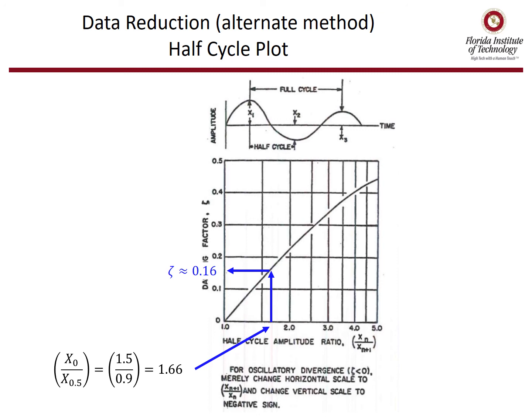So I ratio these two, 1.5 divided by 0.9, and I get 1.66. Then I enter this plot at 1.66, and note it's on a log scale on the x-axis. Between 1.0 and 2.0, I have to eyeball where 1.66 is. Once I enter the plot on the x-axis, I go up, intersect the curve, and then read off the y-coordinate. That's the damping ratio. So in this case, we get about 0.16, which is pretty darn close to the 0.158 we got calculating using the other method.